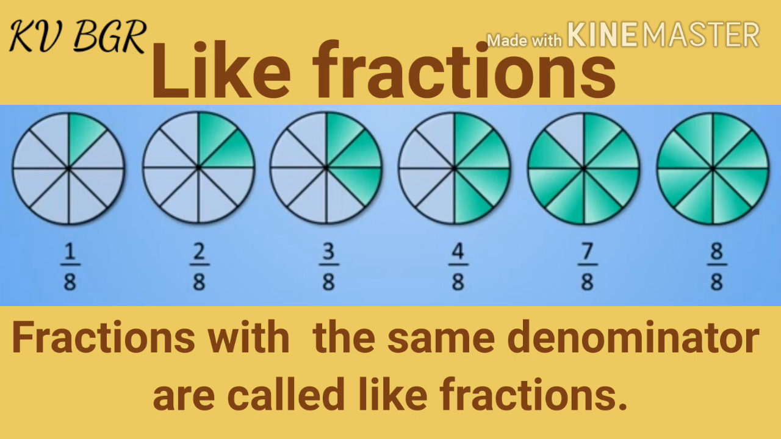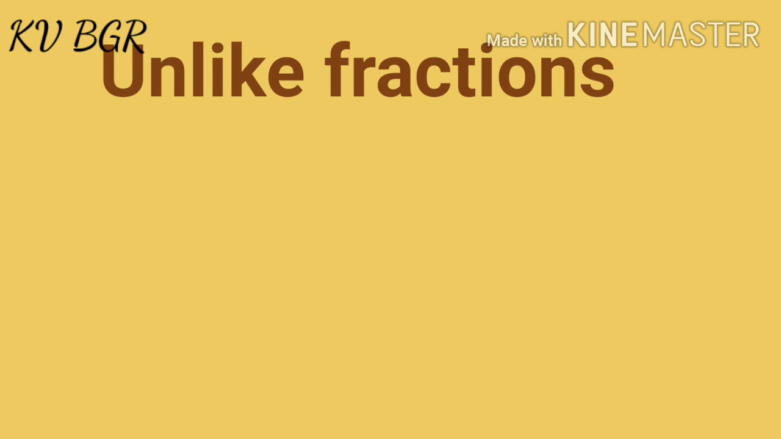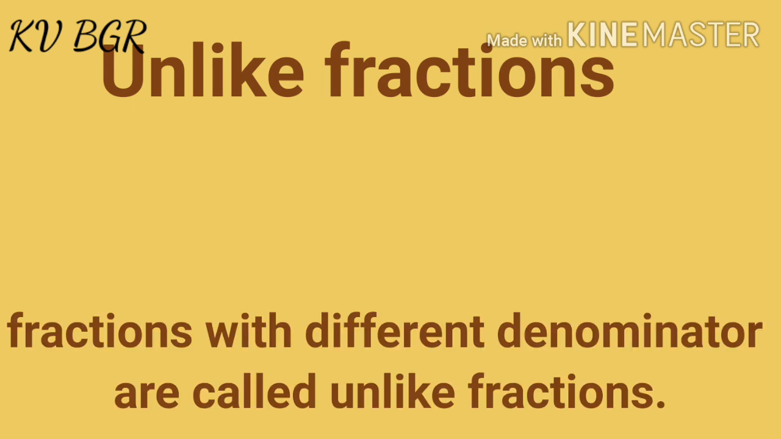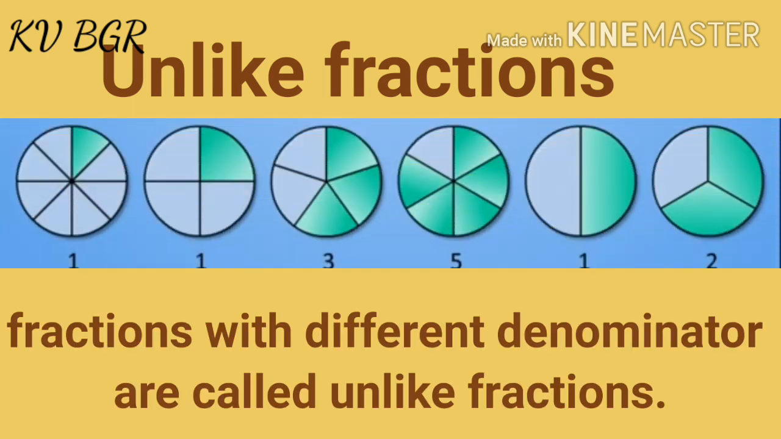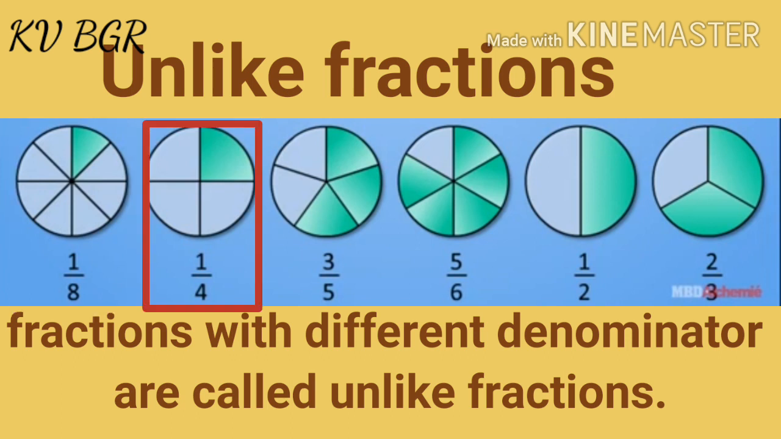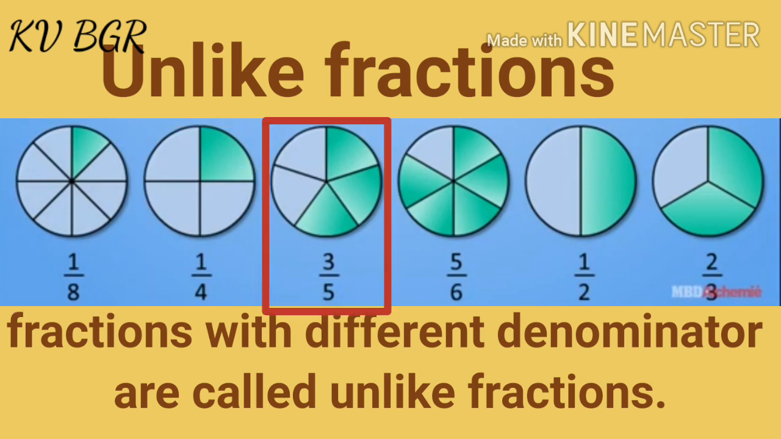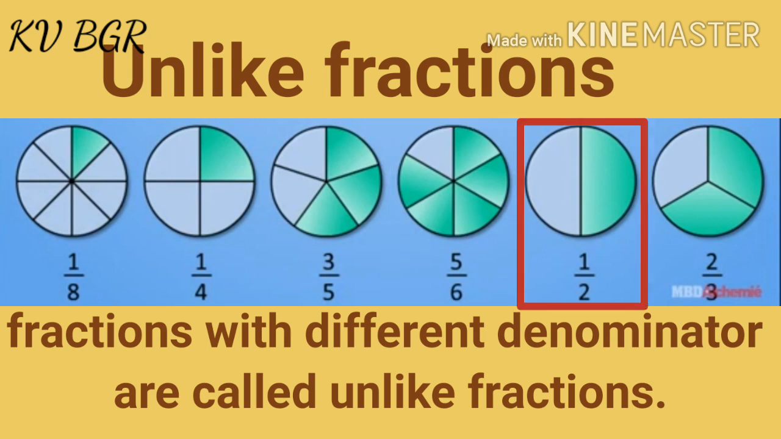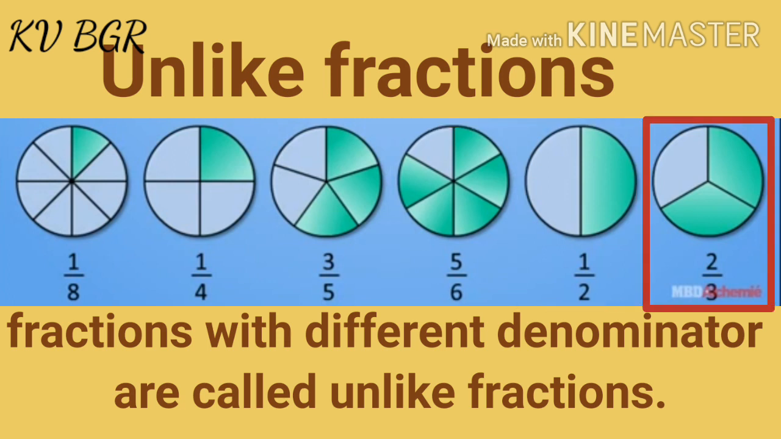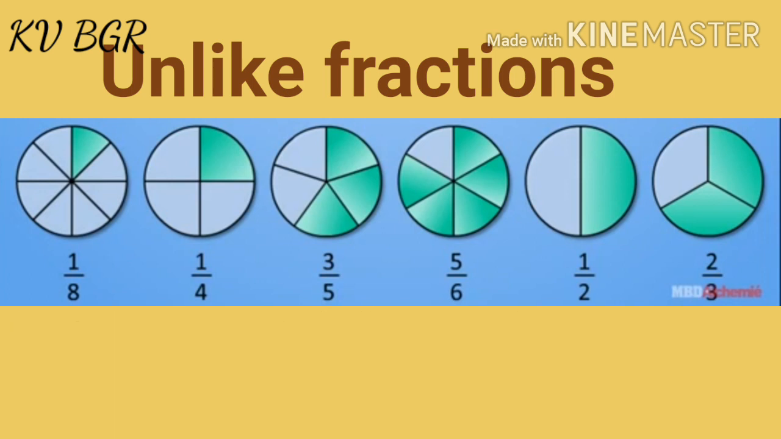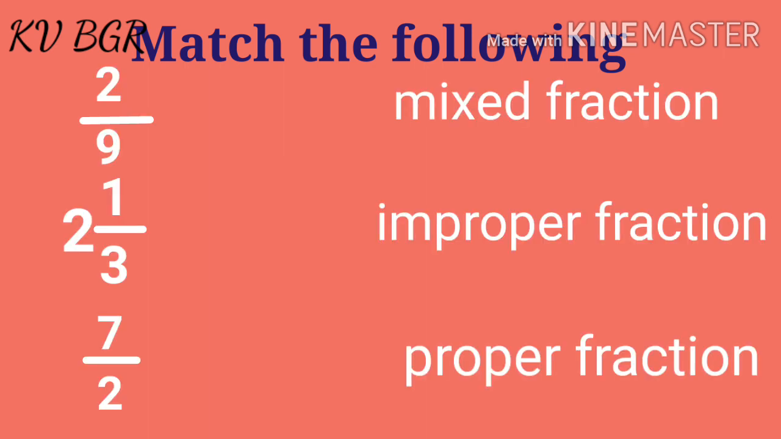Here the denominators of all these fractions are the same, and the fractions with different denominators are called unlike fractions. For example, 1 by 8, 1 by 4, 3 by 5, 5 by 6, 1 by 2, 2 by 3. Here all the fractions have different denominators. Now match the following. Match all these fractions with the correct answer.